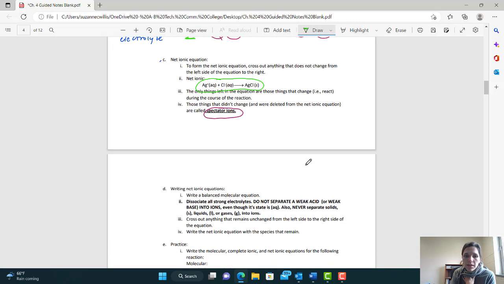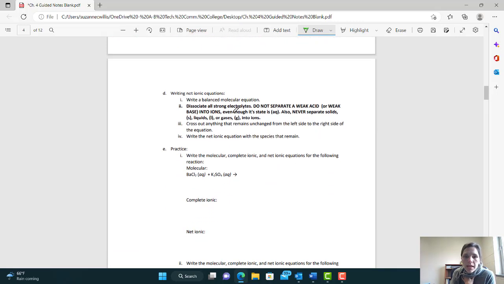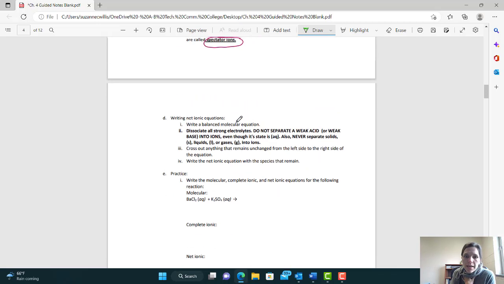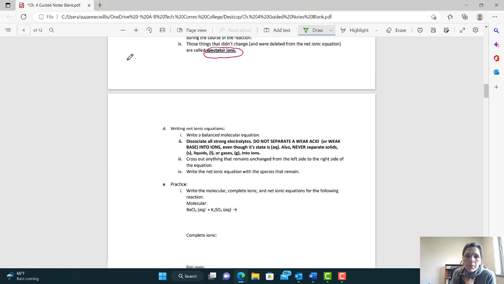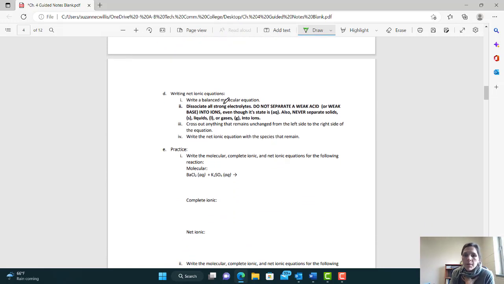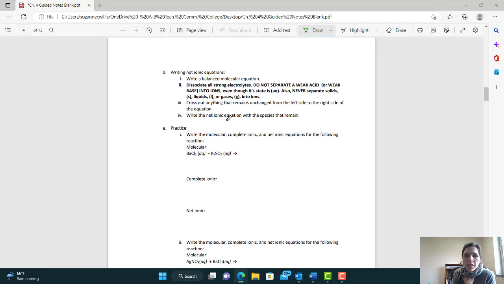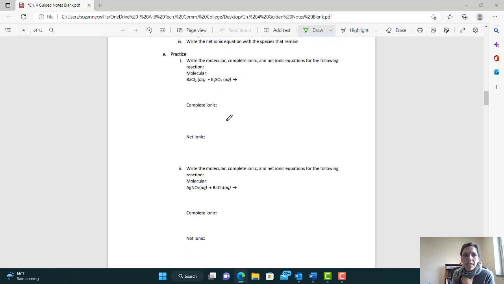So let's do some practice here. Okay, here is where this says the same thing that I put up here in the margin there. You break apart strong electrolytes, you leave together weak acids, and you leave together anything solid, liquid, or gas, okay? So here, let's do an example. This is going to put everything together that we've talked about so far.